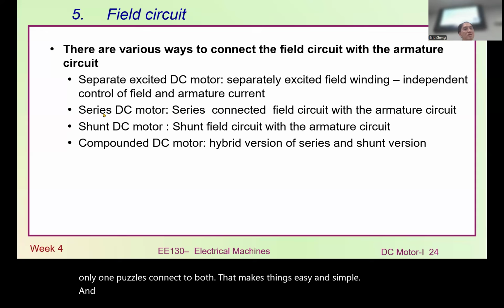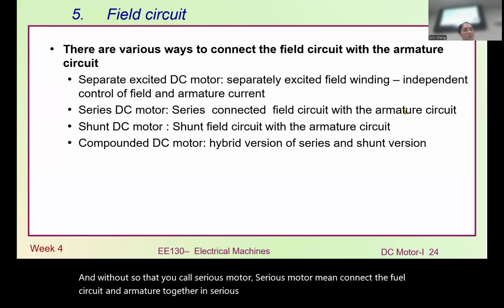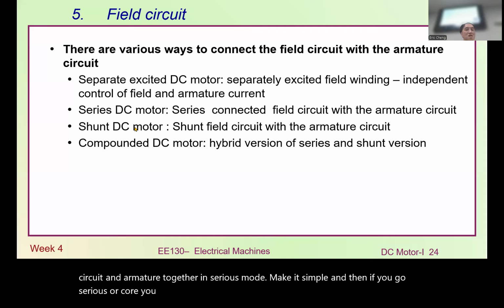So that is called series motor. Series motor means connect the field circuit and armature circuit together in series mode. Very simple. And then if you got series of coil, you have parallel connection, the shunt. Shunt will put the field circuit and armature circuit in parallel. So we call it shunt DC motor.